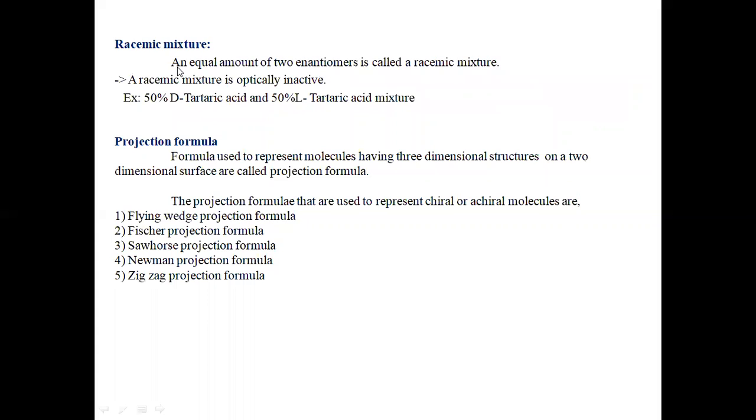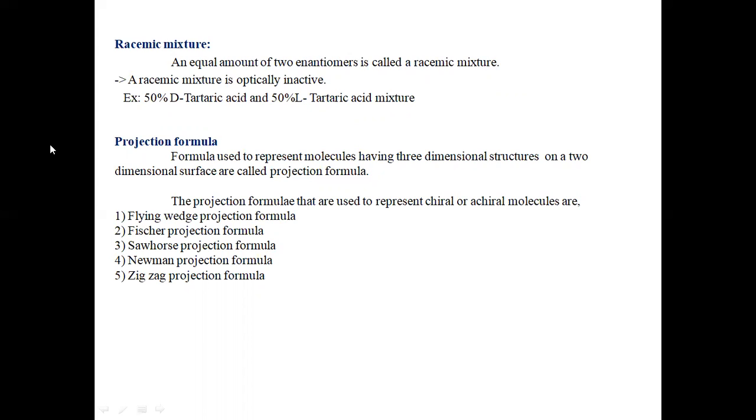A racemic mixture is nothing but an equal amount of two enantiomers. That is, an equal amount of the two enantiomers is nothing but a racemic mixture, and a racemic mixture is optically inactive. Optically inactive means it has no effect on the plane polarized light. That is, it doesn't rotate the plane polarized light either to the left side or to the right side.